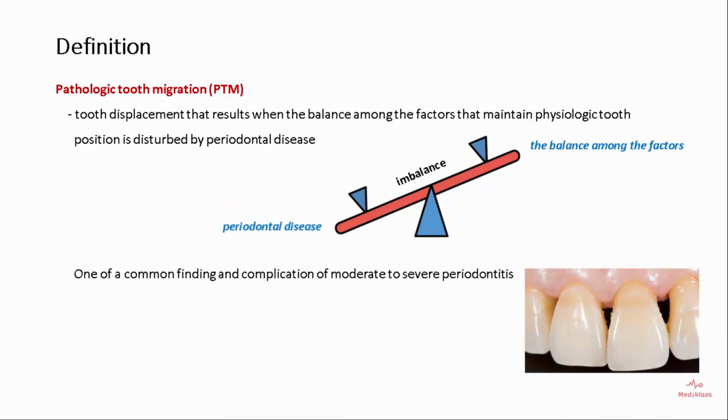Pathologic tooth migration is one of the most common findings and complications of moderate to severe periodontitis, and that can lead to aesthetic problems. This is a motivation for patients to seek periodontal therapy.